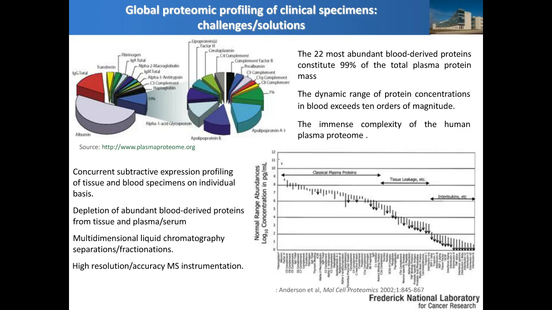And then if we do tissue-directed analysis, tissue is still less complex than blood, so we move from the less complex system to the more complex system. And depletion is extremely important, as well as the multi-dimensional liquid chromatography that we use, strong cation exchange, and high-resolution instruments.